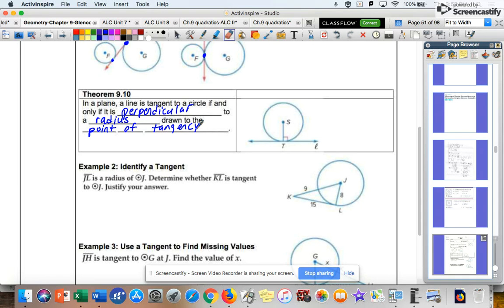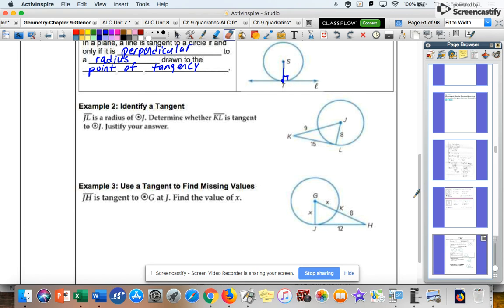All right, so here's one of those biconditional statements. A line that is tangent is always going to be perpendicular to a radius that goes out to that point of tangency. So if we have the line and it's tangent, it's perpendicular to the radius. Conversely, the radius is always perpendicular to the tangent line at that point of tangency right there. So that will always be a relationship.